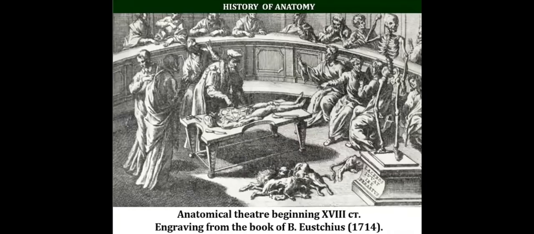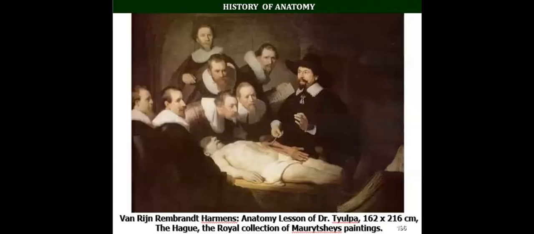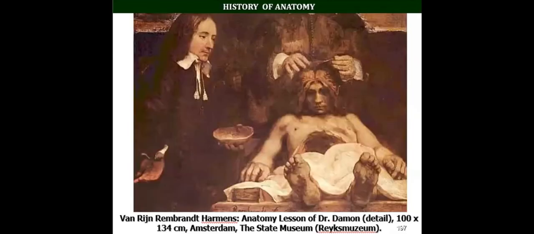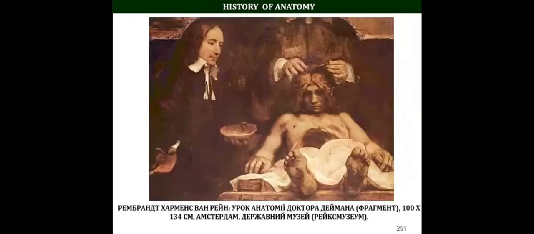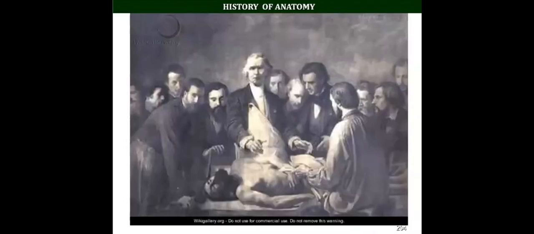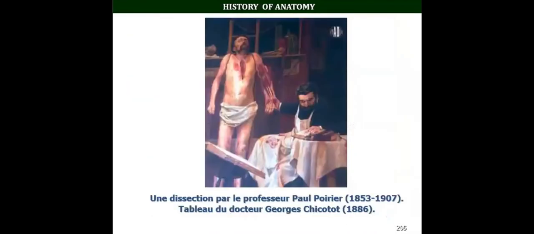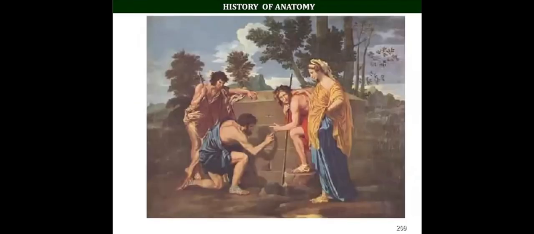And a real anatomical theater at the beginning of the 18th century. You can see animals present. It's when animals were really opened for the first time, and next, sections of the human body revealed some mistakes of Galen's anatomy. Rembrandt, the anatomy lesson of Dr. Tulp, the anatomy lesson of Dr. Deijman, and other different pictures with some anatomical moments in anatomy and in medicine.